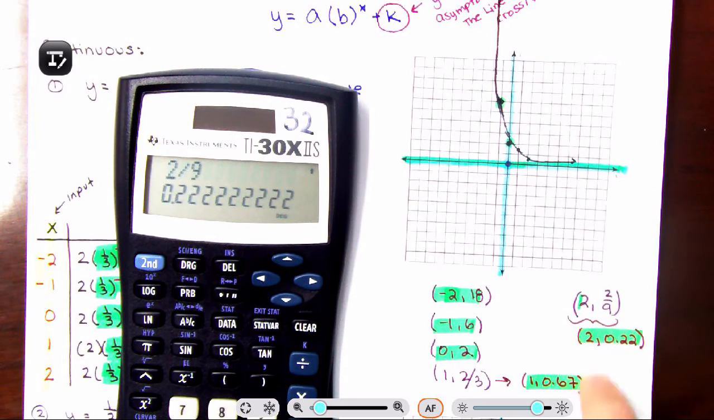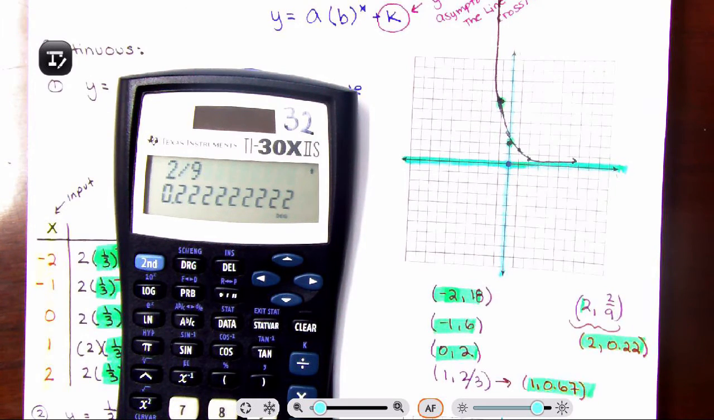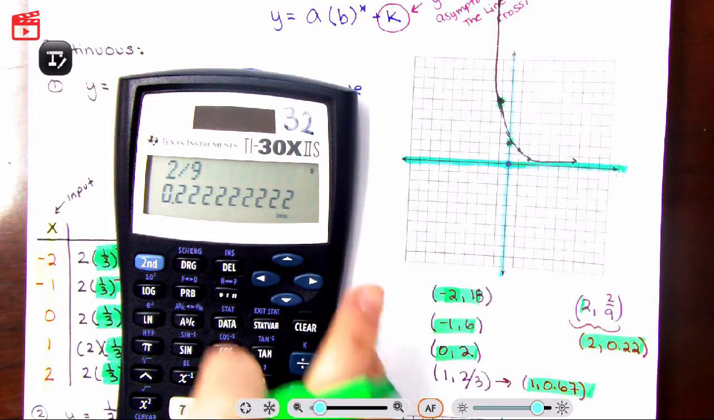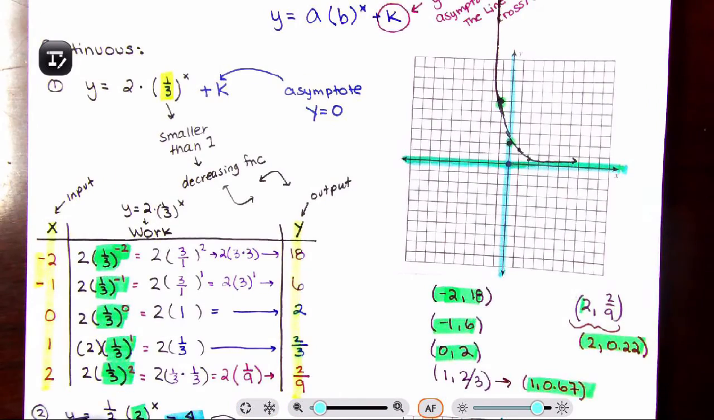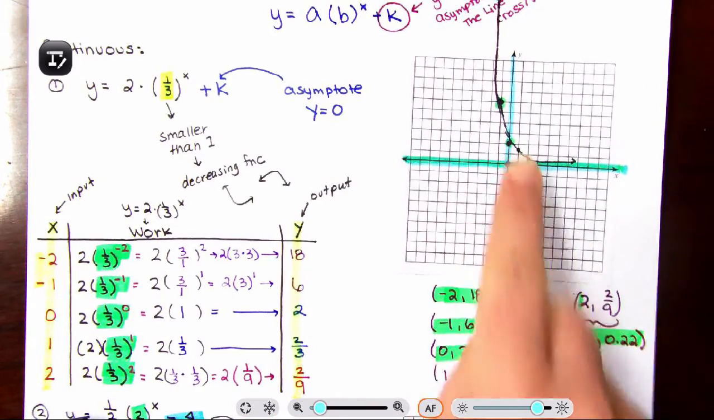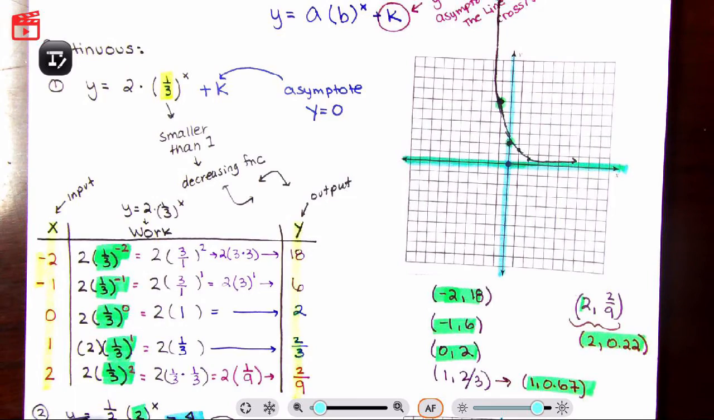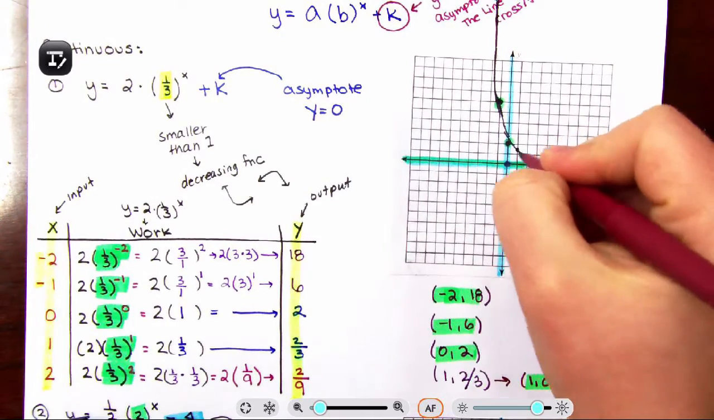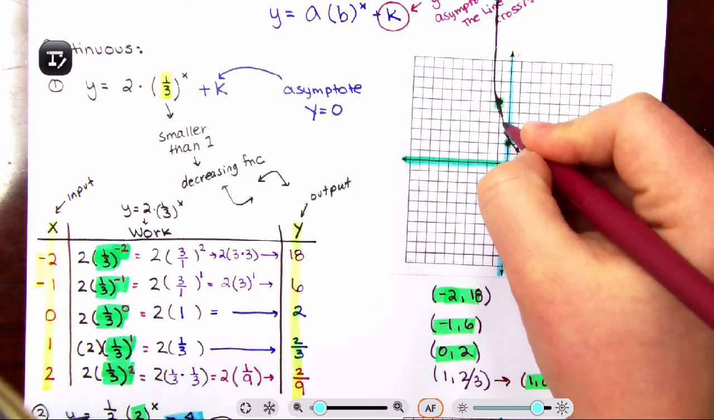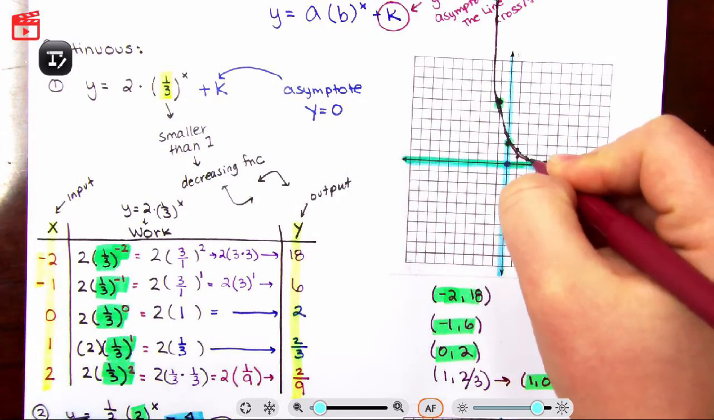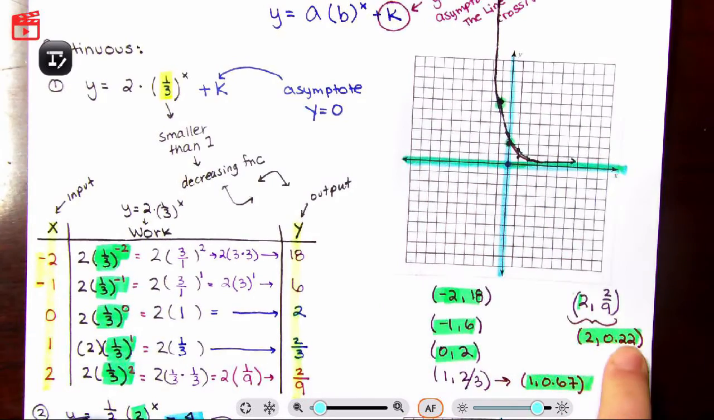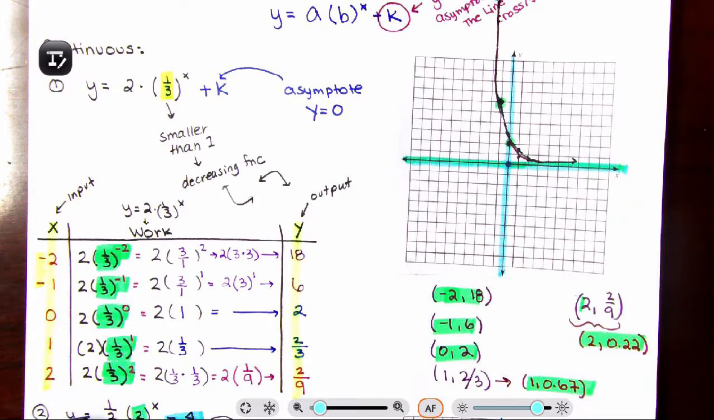0.22. And I'm noticing a little bit of a hiccup here, a little bit of a mistake, because this point is greater than 1. We don't want a point greater than 1. We want a point smaller than 1. So let's bring this point down here. That's going to change our curve just a little bit. We're going to go down, and then this point 0.22 is even smaller.